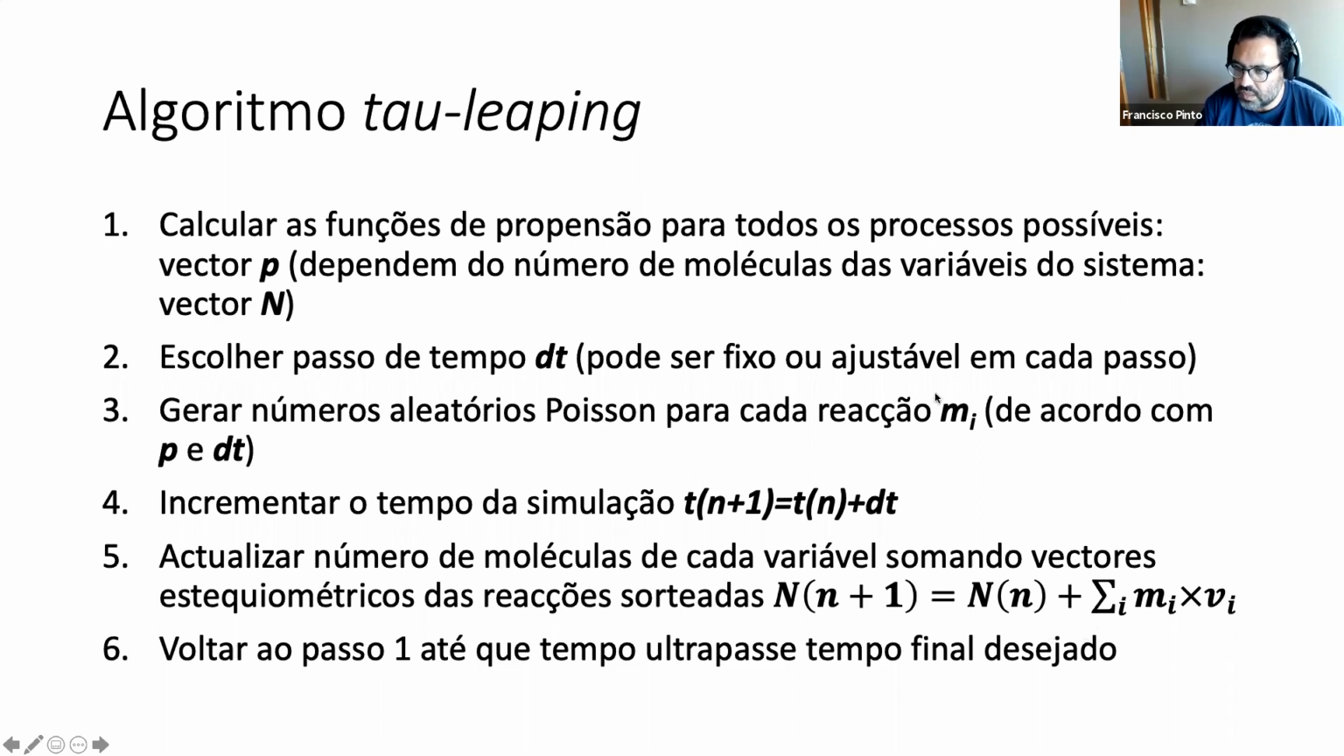So you want to speed up the simulation, but you have the cost that you are not using the exact propensity values for the time at which the event occurred. So you have the propensity a little bit before the event occurred. Was that clear? Yes. Yes.